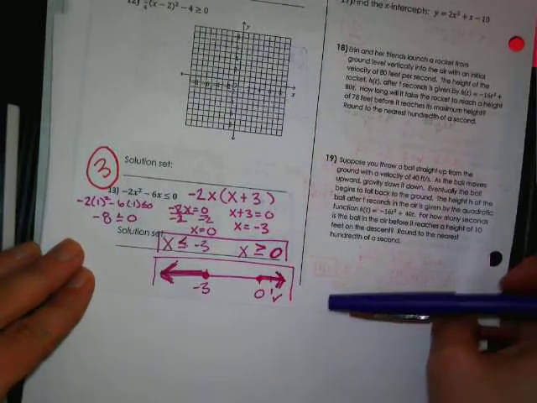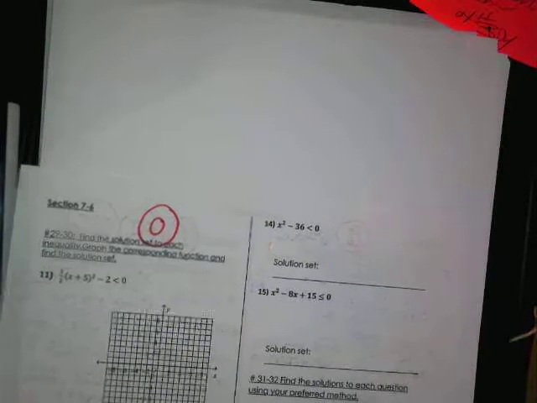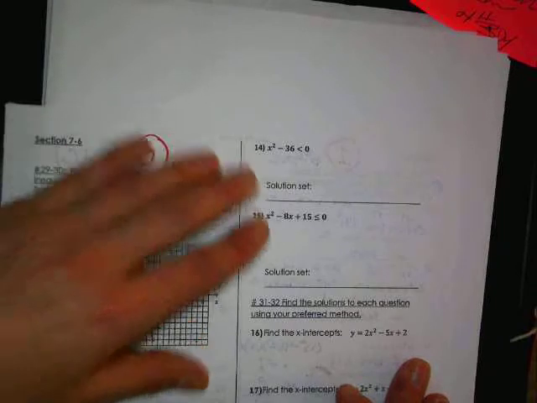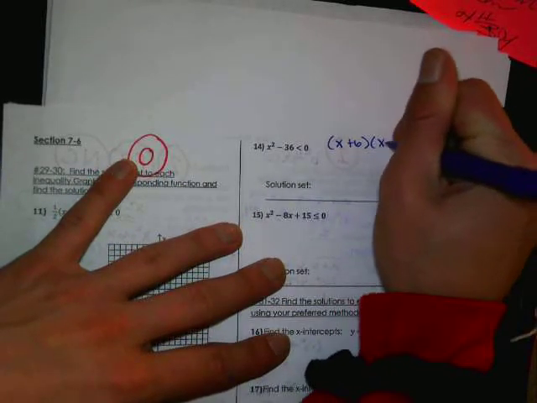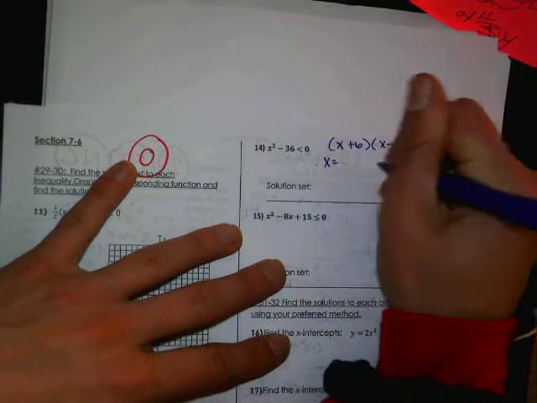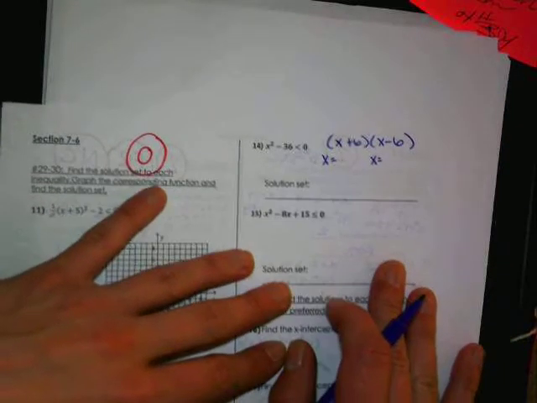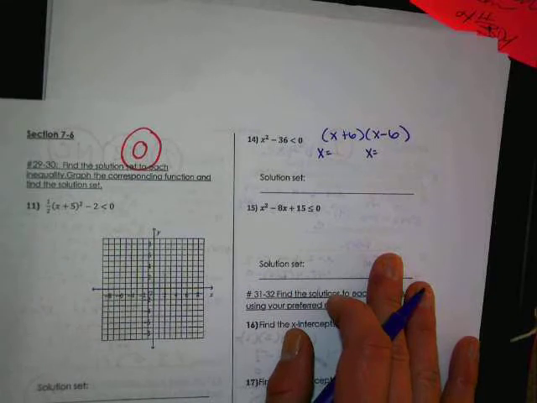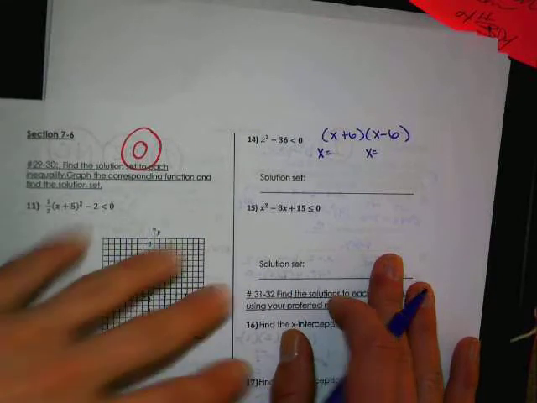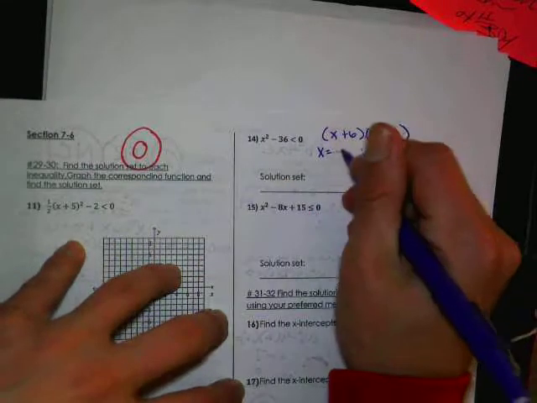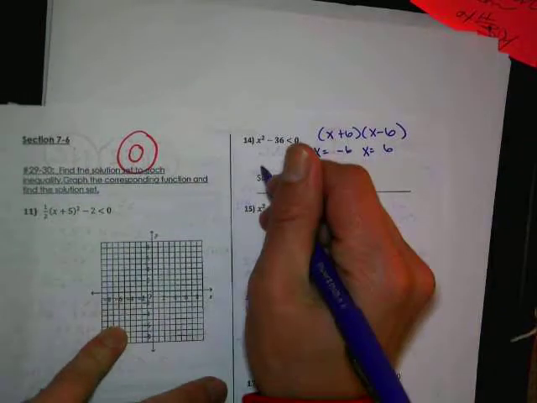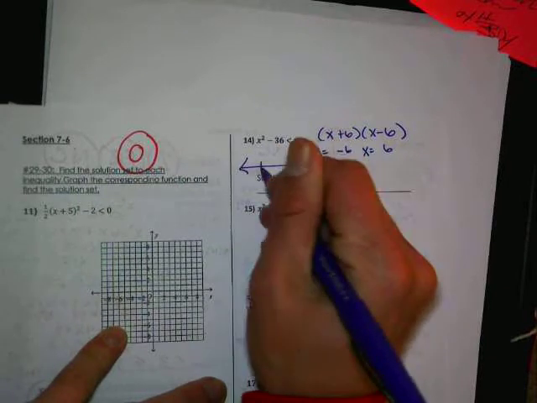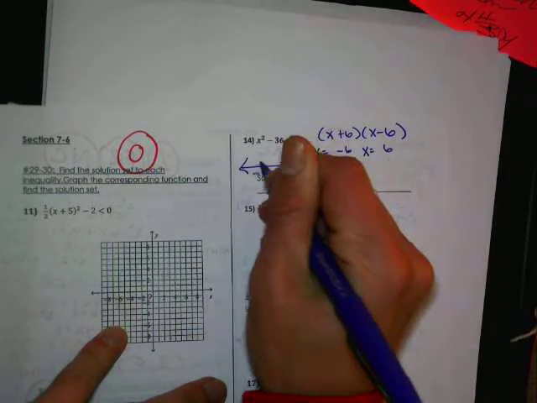Okay, jump up to number 14. This guy here is a difference of squares. So I have x plus 6, x minus 6. Gotta recognize your squares. So your 2 solutions are -6 and +6. Draw your number line. You have open circles.